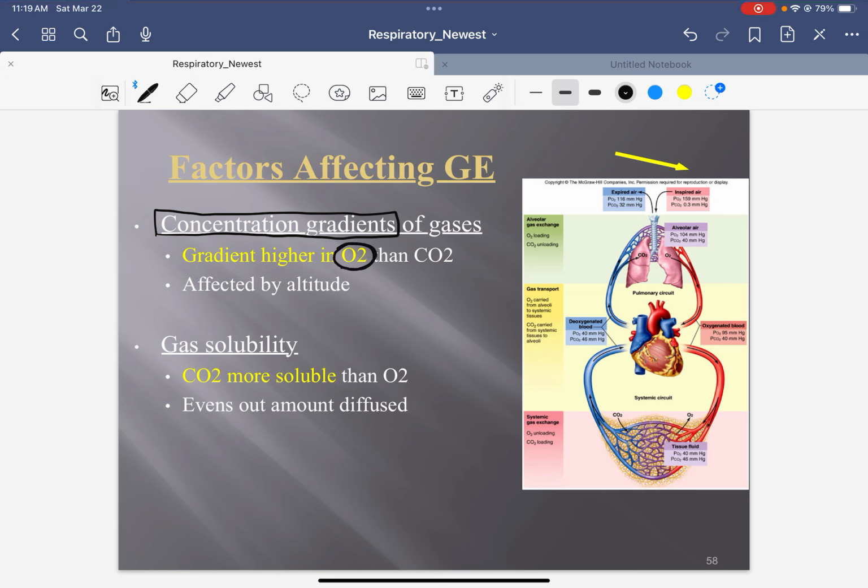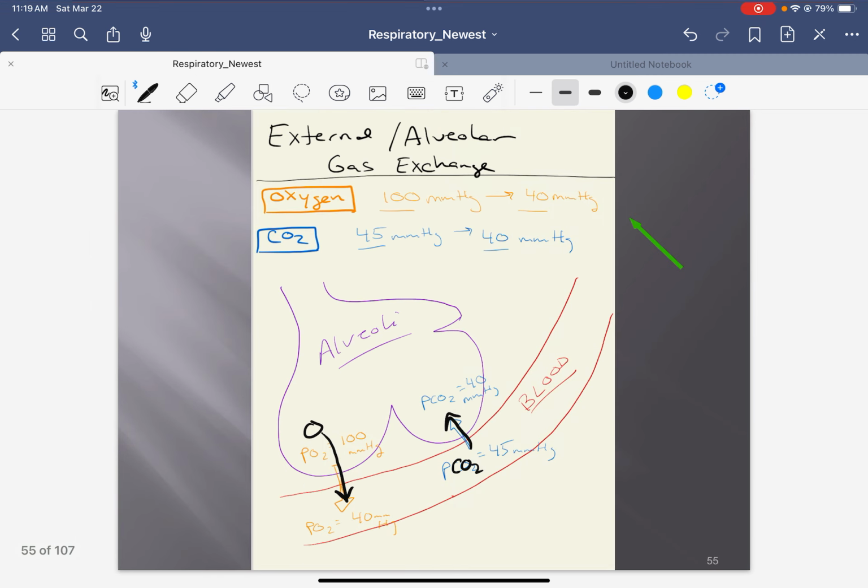oxygen always has a greater concentration gradient. The gradient is always going to be higher in oxygen. You need to know that. Let me go back for a moment. The concentration gradient is higher for oxygen. Look at these numbers. You don't have to know these numbers, but they're there just to make a point. Here's the side of oxygen. On this side of the membrane, it's 100 millimeters of mercury. On this side, it's 40. That's a big concentration gradient from 100 to 40.